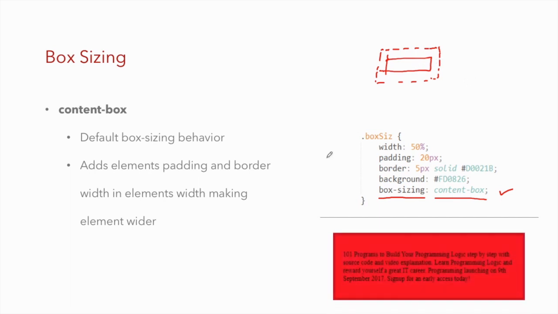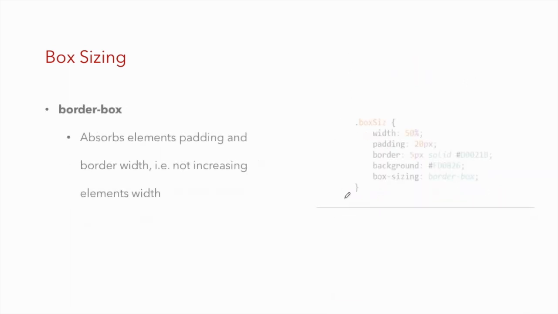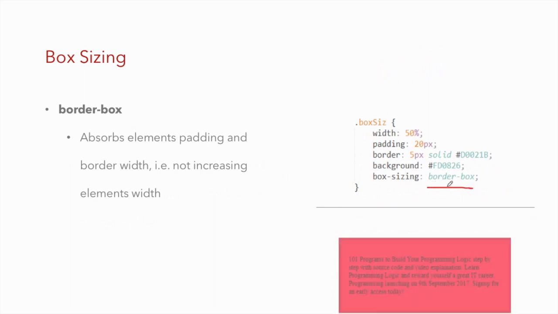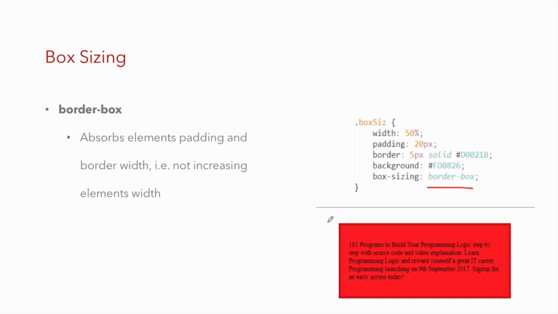But on the other hand, if you write box-sizing as border-box, in that case the padding and border will not be added outside of the box, but will be absorbed inside of the box. This makes a notable difference because this is going to be the outermost edge for the CSS box, and if we add padding or border, it will be considered inside the border box.